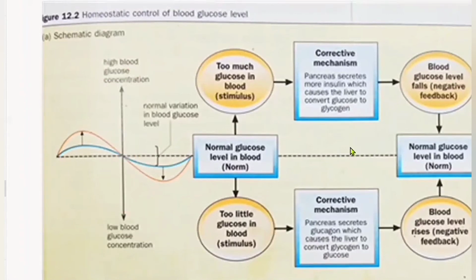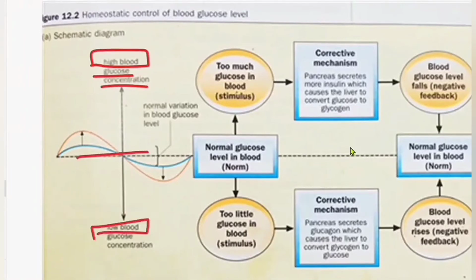Okay, if there is high blood glucose concentration, then what will happen? This is the low, this is the normal. If there is high, it means this is the stimulus. Low concentration in the blood is also a stimulus, which will activate the corrective mechanism, right? Too much concentration and too little concentration are both stimuli. They will activate the corrective mechanism.